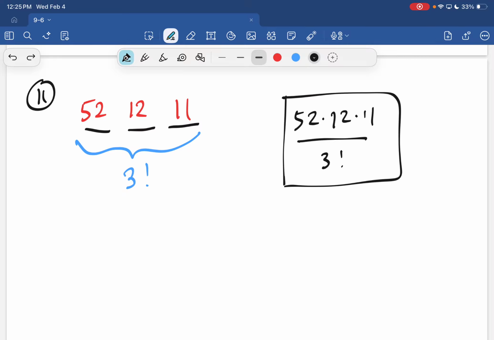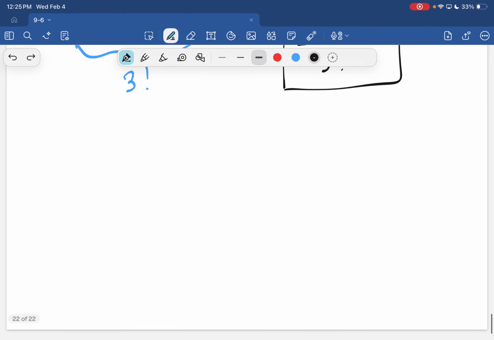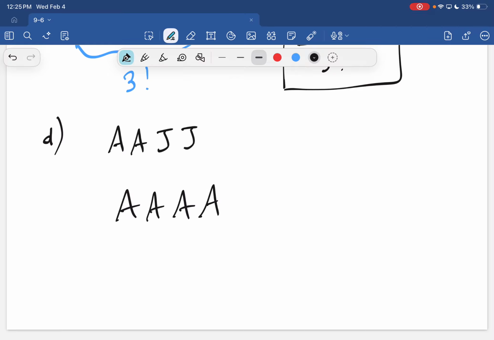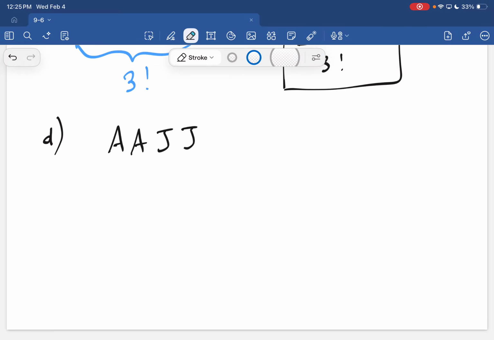Let me do another one. 11B and C are pretty simple. I'll let you guys do them yourself. 11D is quite challenging, so let me explain it. You guys know what a 2 pair is, right? A 2 pair is, for example, ace, ace, jack, jack. However, ace, ace, ace, ace is not a 2 pair because it's a 4 of a kind. Okay? So just to clarify that.